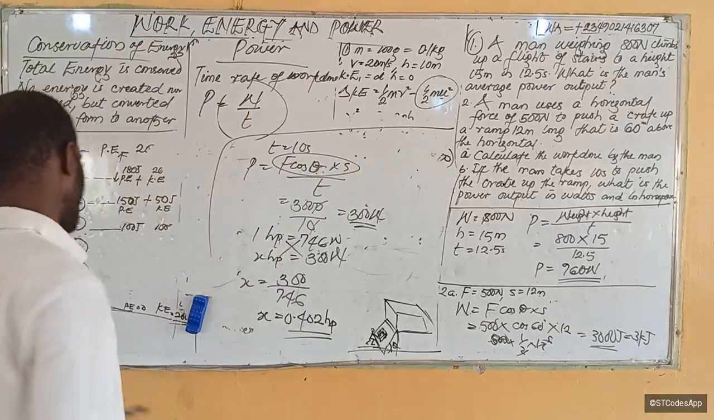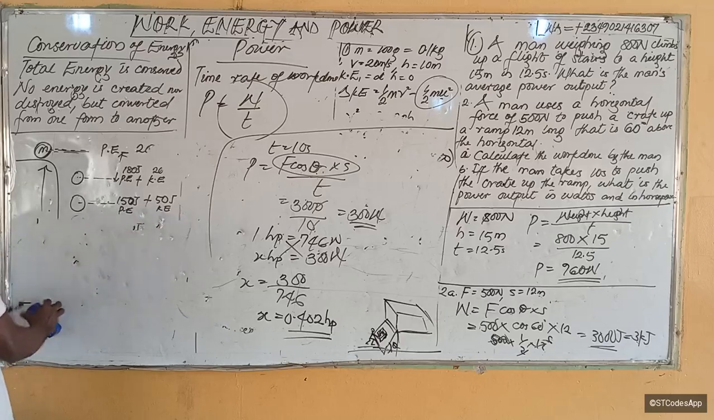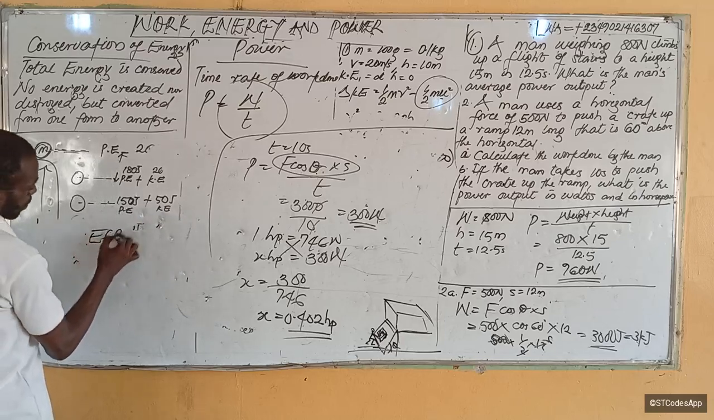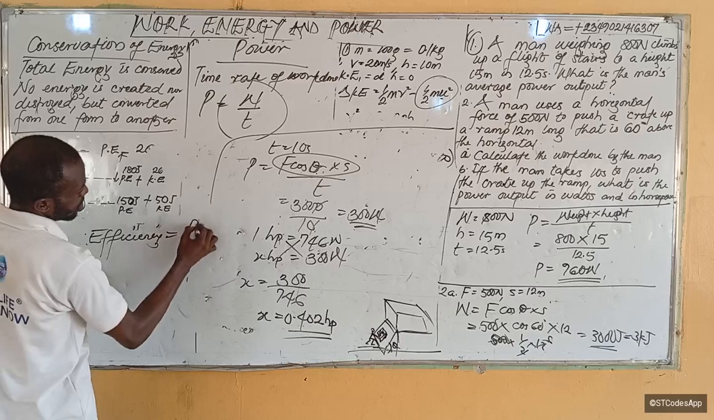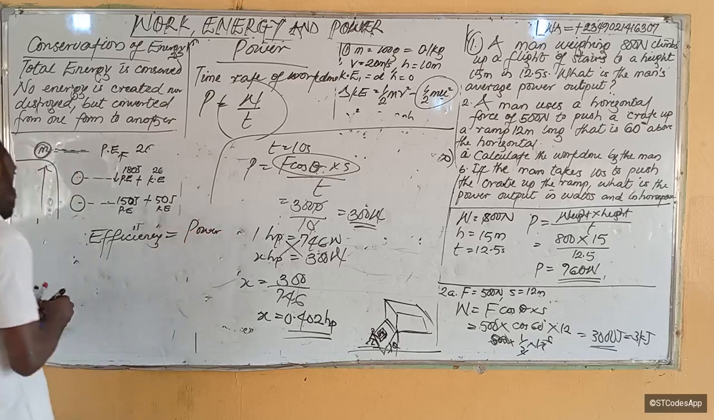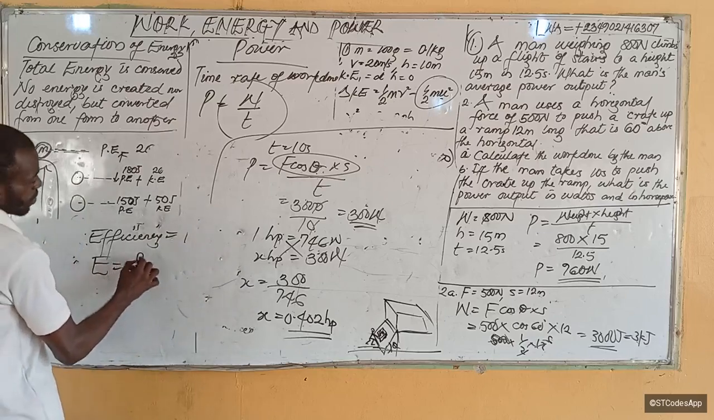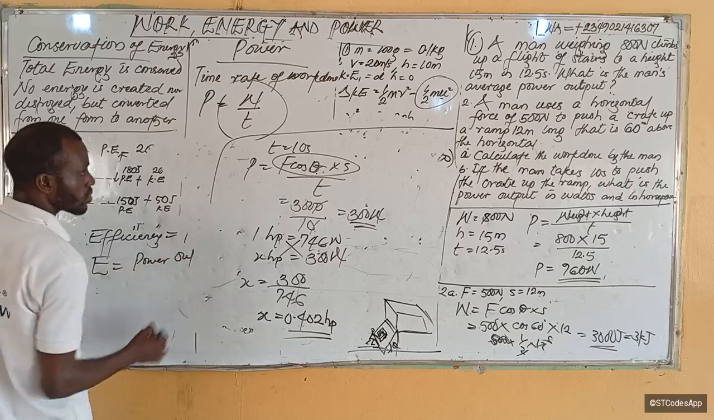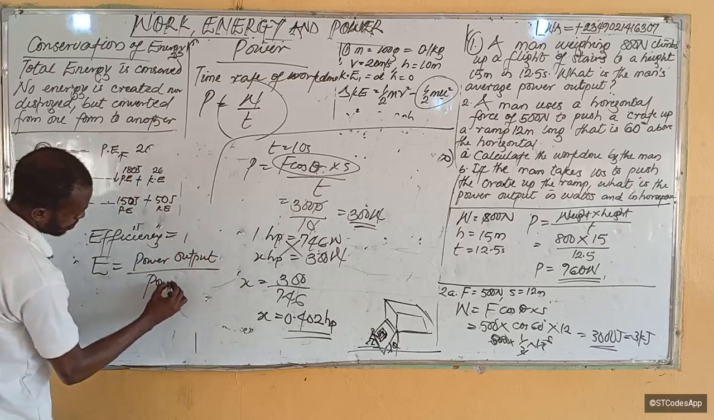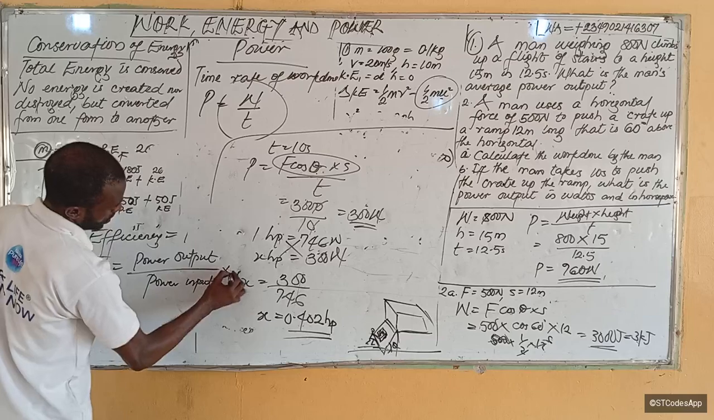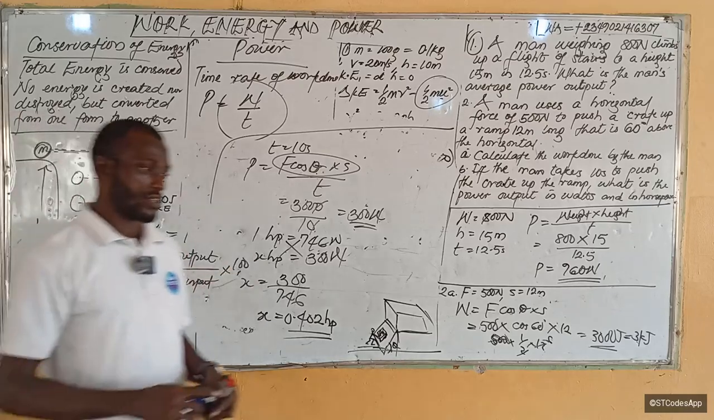Another thing you might be tested on is what's the efficiency of something, okay? Efficiency, let's call it E, is equal to the power output over power input times 100. Exactly, so that's how you get that. So that will be it for this video.